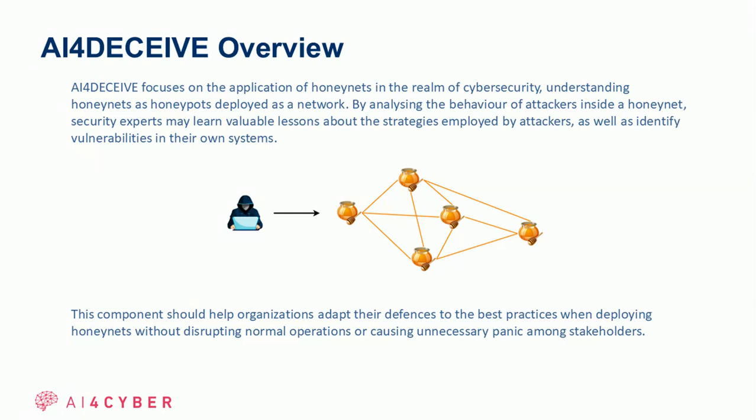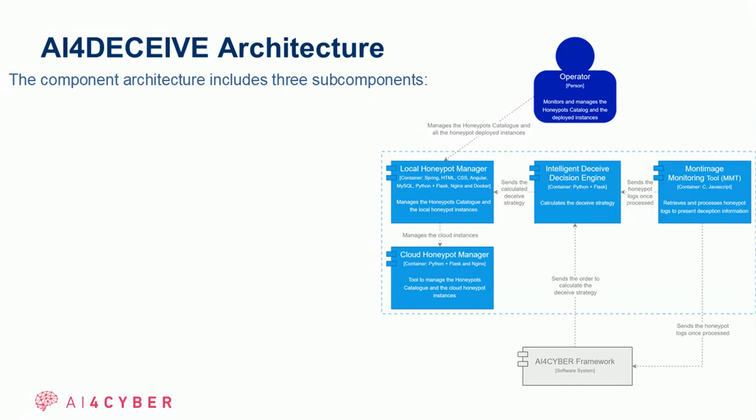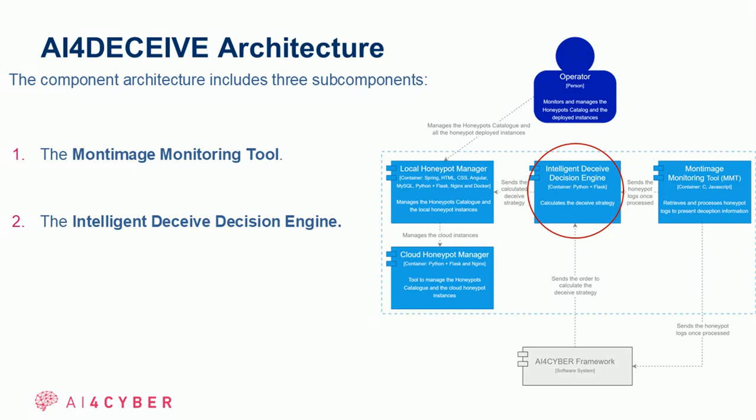This component should help organizations adapt their defenses to the best practices when deploying honeynets without disrupting normal operations or causing unnecessary panic among stakeholders. The component architecture includes three subcomponents: the Image Monitoring Tool, the Erkuden.Rios Decision Engine, and the Honeypot Manager.